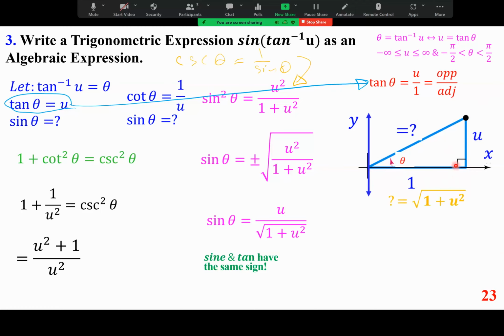And what is the sine? The opposite over the hypotenuse, u over this. And I guess it's a lot faster if you use a right triangle. It is absolutely up to you what you want to do.